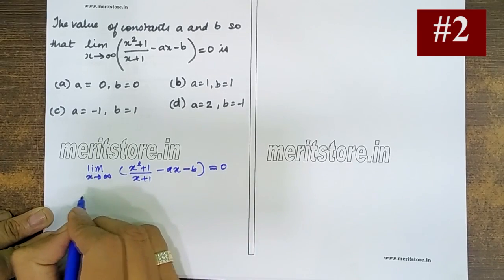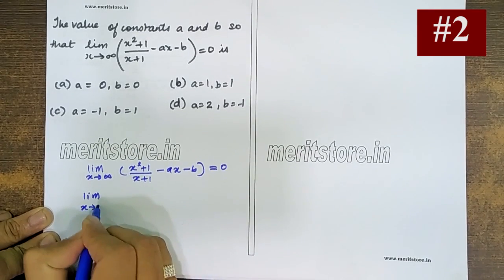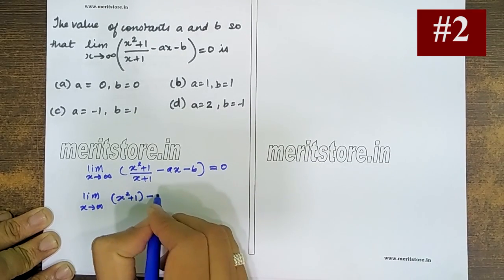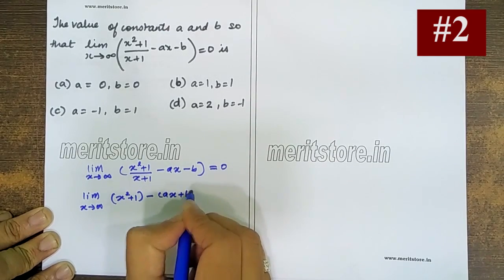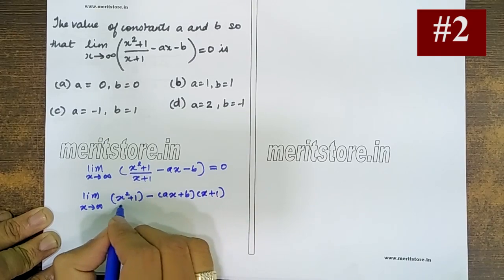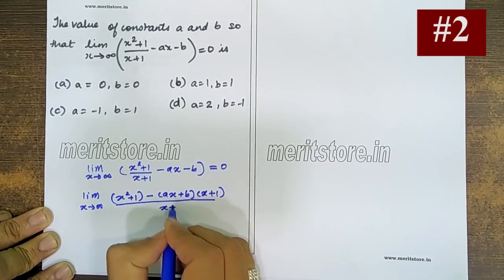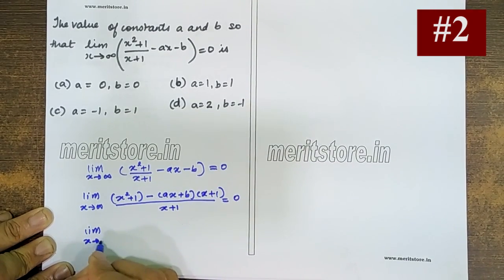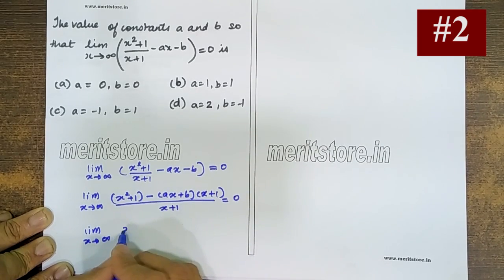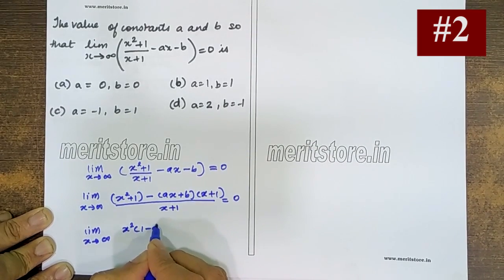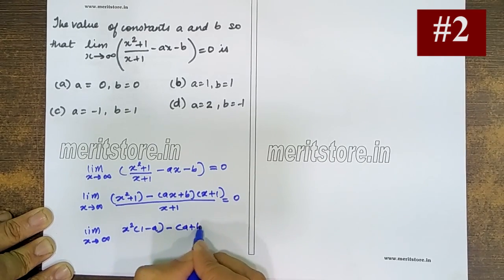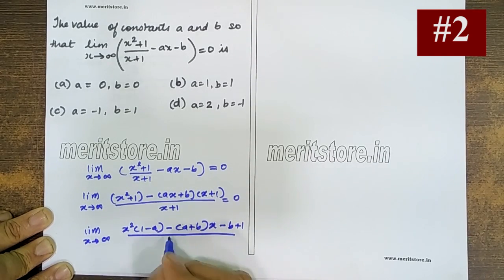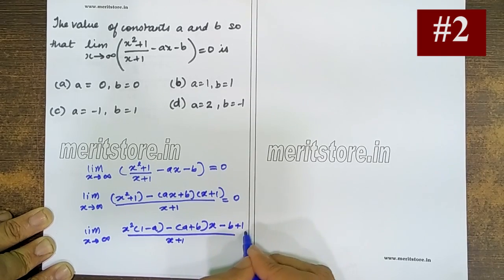Now we'll take the LCM here. So limit x tends to infinity, this will become x square plus 1 minus ax plus b into x plus 1, the whole upon x plus 1 is equal to 0. By expanding this bracket and taking x square common, we'll get x square into 1 minus a minus a plus b into x minus b plus 1, the whole upon x plus 1 is equal to 0.